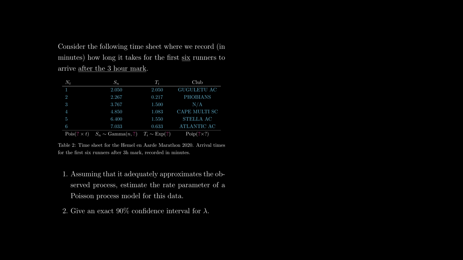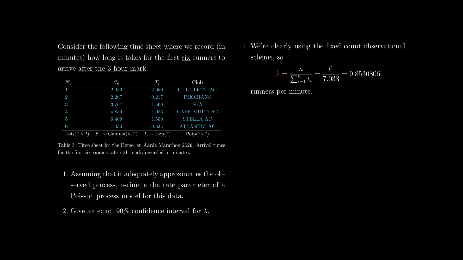Okay, question 1. Assuming that it adequately approximates the observed process, estimate the rate parameter of a Poisson process model for this data. Right, so this is an easy one. Let's tackle it quickly. We're clearly using the fixed count observational scheme. Why is that? I've told you that we're going to wait until we see the first 6 runners. So I've fixed the n there.